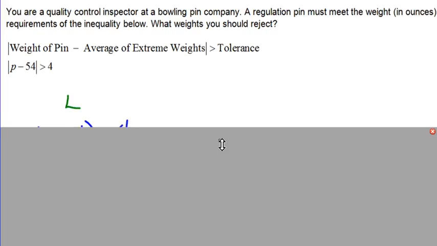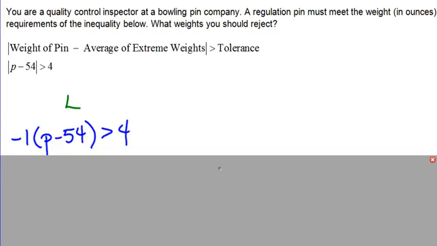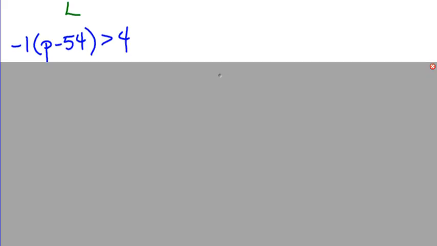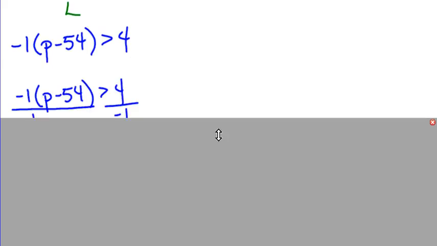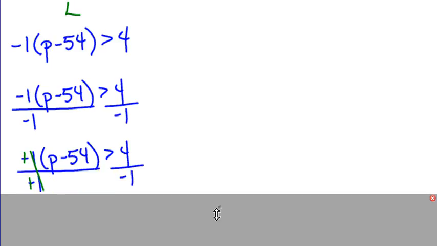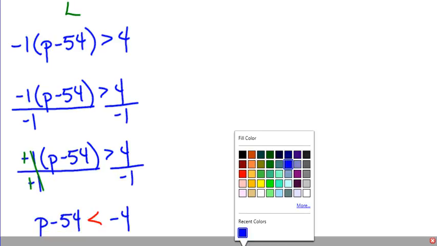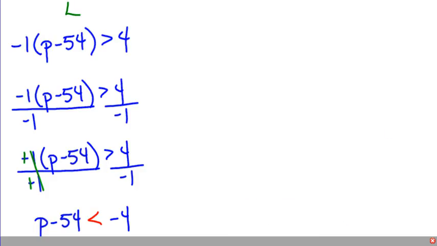So let's start working on traveling to the left of 0. So we've got negative 1 times our quantity p minus 54 is greater than 4. To undo this, we could divide each side by negative 1, which would result in p minus 54 is less than negative 4. Again, when you're dividing by a negative value, you need to make sure you're taking the opposite of every single piece of the inequality, including the symbol.